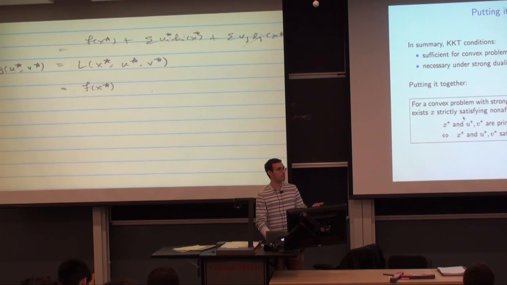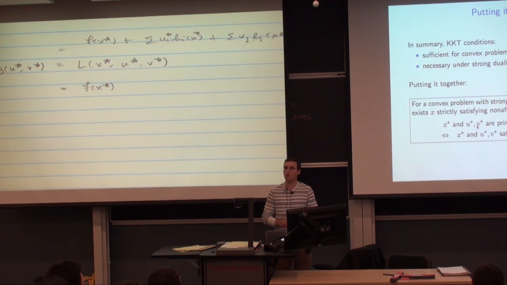If I have a convex problem that satisfies strong duality, so for example, when would that hold? If I had a convex problem with Slater's condition, then both those conditions hold. Or I guess convex is assumed in Slater's condition. Then what we've shown is that X and this pair UV are primal and dual solutions if and only if the KKT conditions are satisfied. So it's both a necessary and sufficient condition for convex problems in which we have strong duality. Okay, so it's a really nice summary, a nice characterization of optimality.